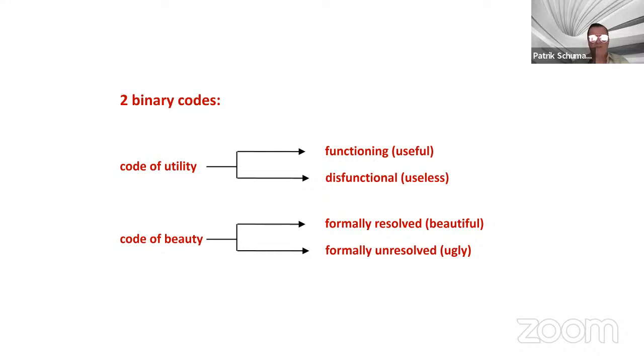So we have two binary codes, actually. And this is very important. I said earlier, if you don't talk about form versus function, you're not in architecture. Even more strictly, if you don't qualify your work with respect to the category or code of utility, you're not in architecture. So either useful or useless, functioning or dysfunctional. That's always hovering there whenever you design, you're checking functional or dysfunctional.